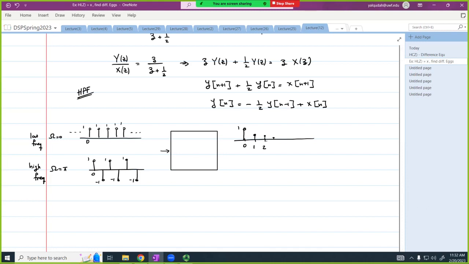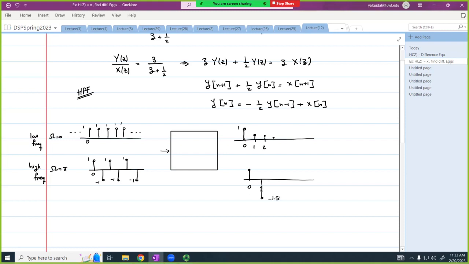Attenuated the signal. You see? Now let's see what happens to the other input when we apply it. At n = 0, we're going to have a 1. At n = 1, y is going to equal minus 1/2 times this one minus a 1. What is it going to be? Minus a 1.5.